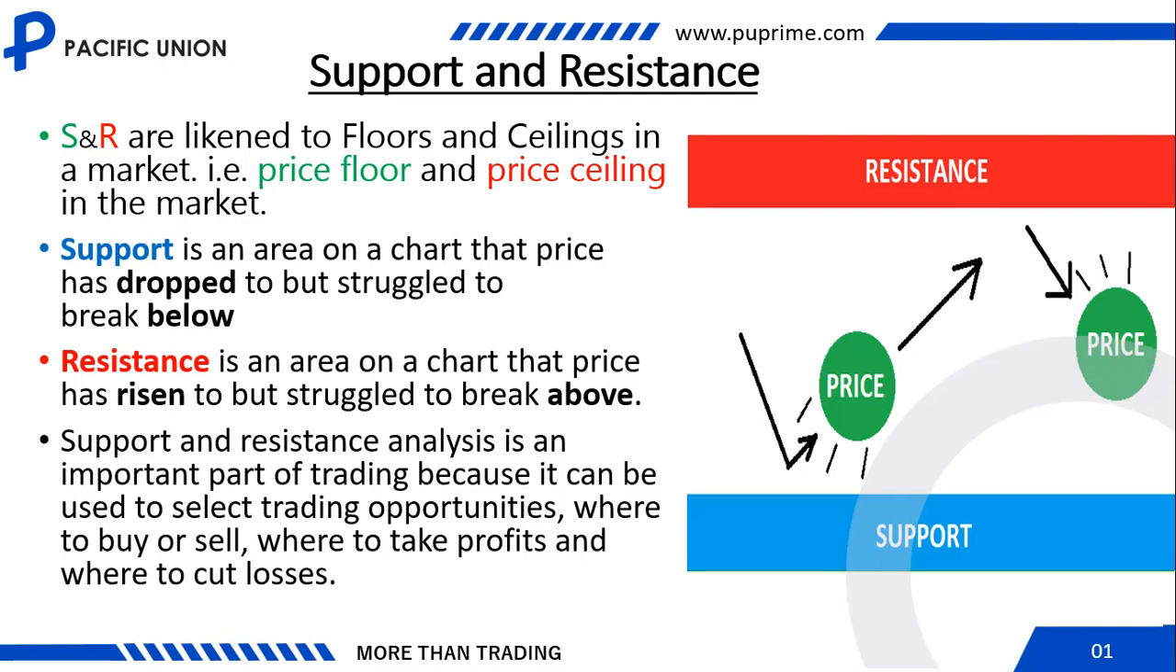So basically, we're looking at support and resistance in terms of price. You could look at it as something that controls price to some extent, meaning that when price gets to that resistance zone, it tends to come down. Now, support and resistance analysis is an important part of trading because it can be used to select trading opportunities: where to buy, where to sell, where to take profit, and where to cut your losses. Exactly.